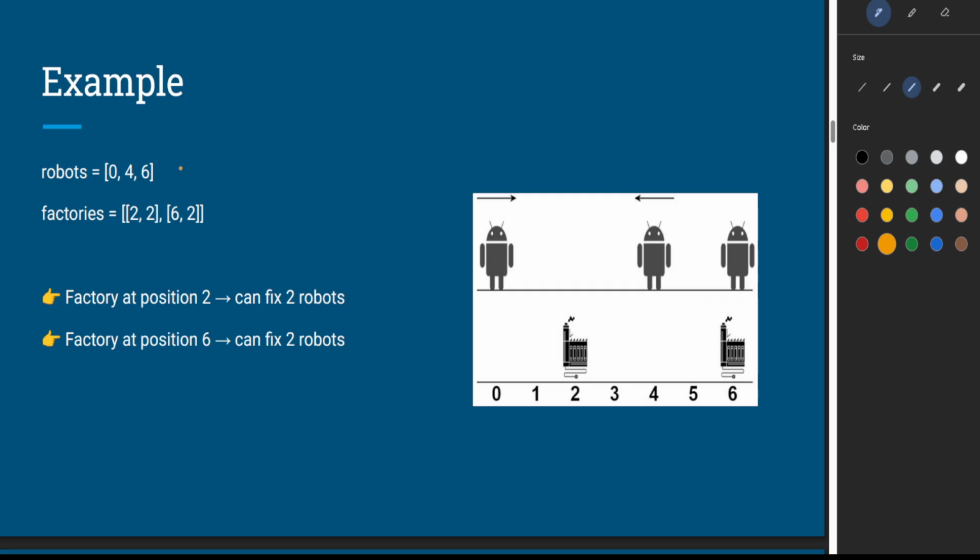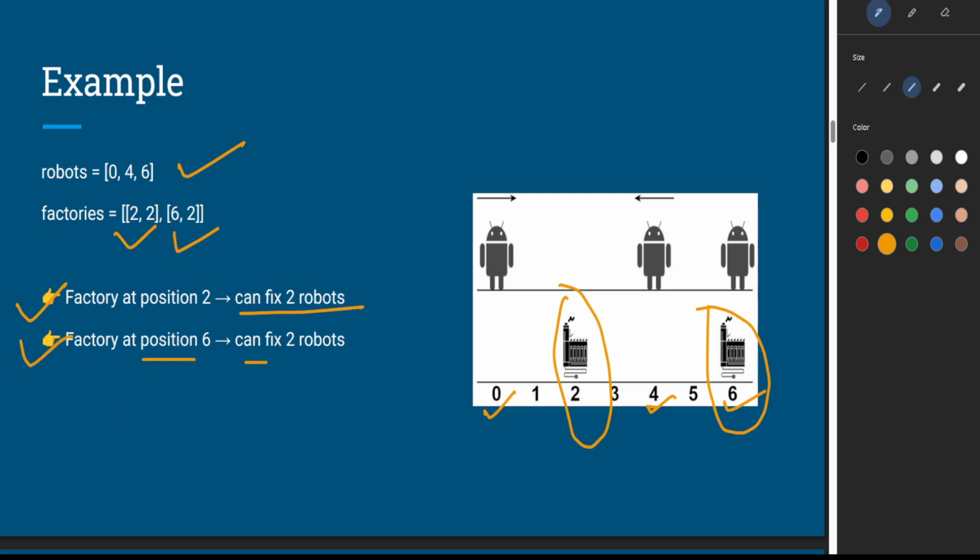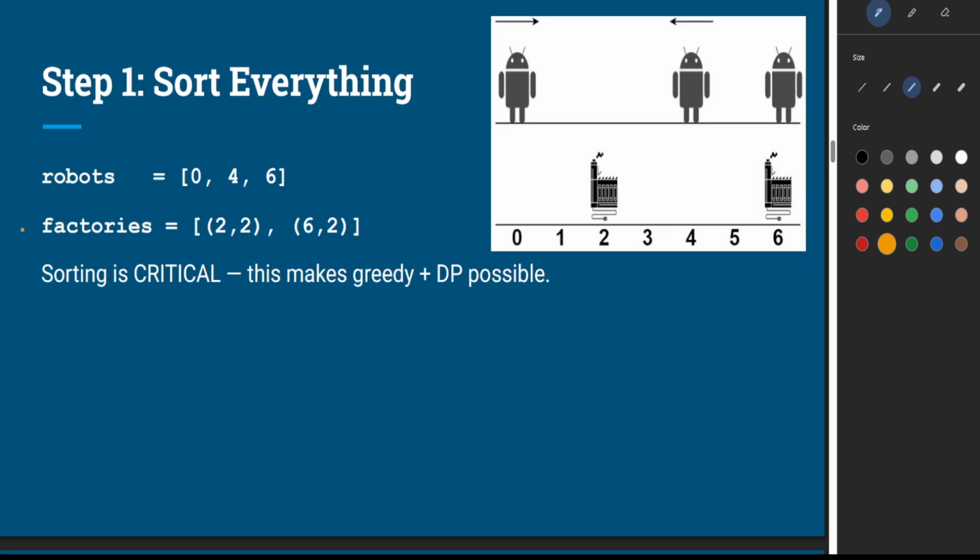Now think that the robots we have are at 0, 4 and 6, and the factories we have are [2, 2] and [6, 2], which means a factory is here and here. So the factory at position 2 can fix 2 robots, and the factory at position 6 can fix 2 robots. Both factories can fix them.